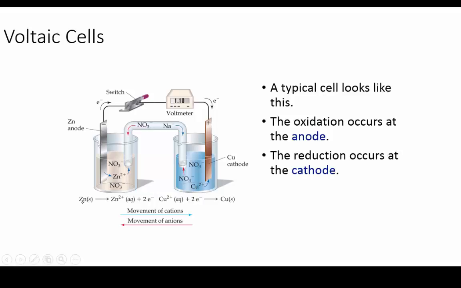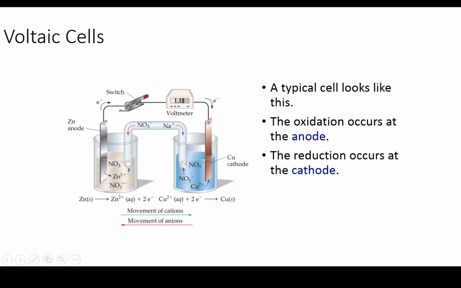Now oxidation always occurs at the anode, and we said that this one was the oxidation, so that means this is my anode. Reduction always occurs at the cathode, so this one has to be my cathode, since that's the one that's reduction, because it's gaining the electrons. Now the electrons always move from the anode to the cathode.